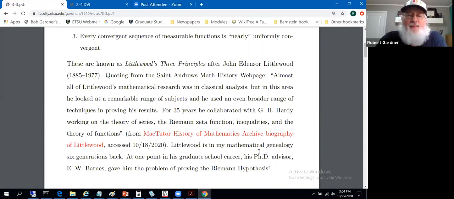Littlewood's actually in my mathematical genealogy. Trace my PhD advisor back 6 generations, and Littlewood's there. I did classical complex analysis, and this theory of functions and Riemann zeta stuff suggests that he was active in complex analysis as well. At one point in his graduate school career, Littlewood's PhD advisor, E.W. Barnes, gave him the problem of proving the Riemann hypothesis, concerning the location of the zeros of the Riemann zeta function.